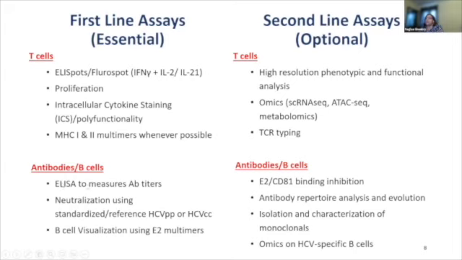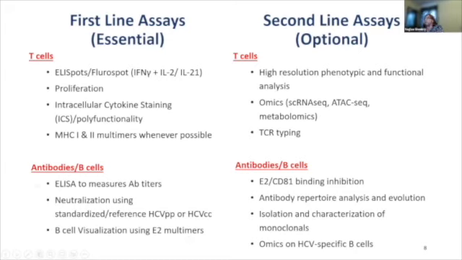We need to do ELISAs to measure antibody titers. Neutralization, for that, we need to use a standardized reference set of HCV pseudoparticles or infectious virions. And now with the developments by several groups, we can visualize B cells using E2 multimers.